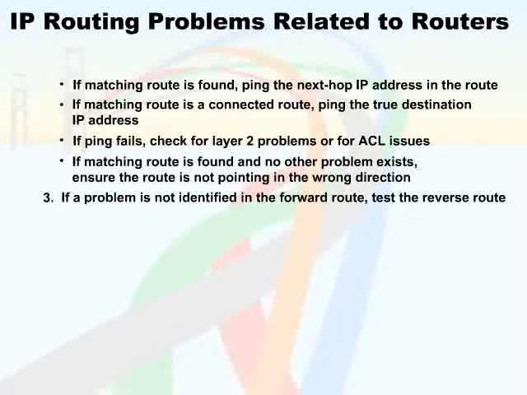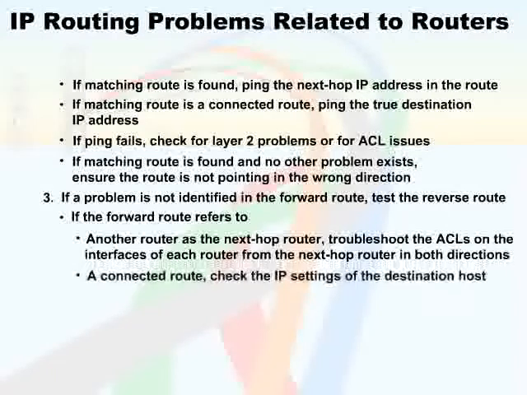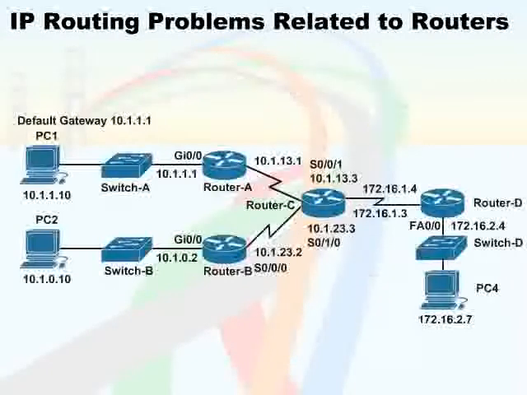As the third step, we should test the reverse route if a problem is not identified in the forward route test. If the forward route refers to another router as the next hop router, troubleshoot the ACLs on the interfaces of each router from the next hop router in both directions. And if the forward route refers to a connected route, check the IP settings of the destination host. Let's look at an example.